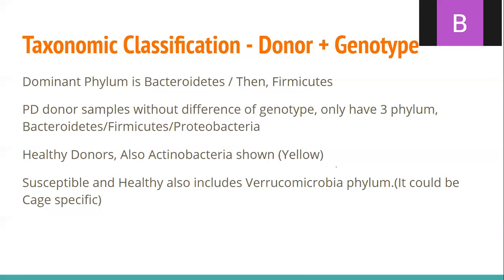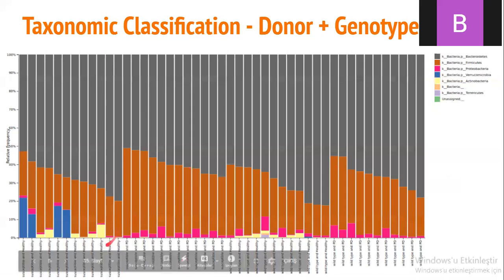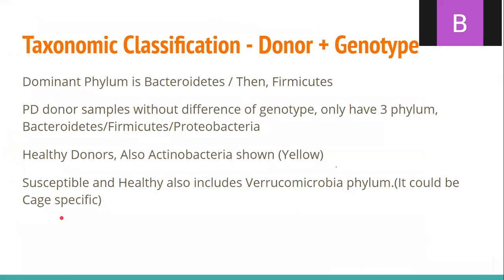yellow ones, which is Actinobacteria, have also been seen. Here you can see we have seen them in healthy donors, and also susceptible and healthy ones include very blue ones, which is Microbial here. These are interesting results because we have more than 3 in healthy ones and only 3 in PD ones. And we also have the blue ones and the yellow ones not together. And we are gonna look at why right now.